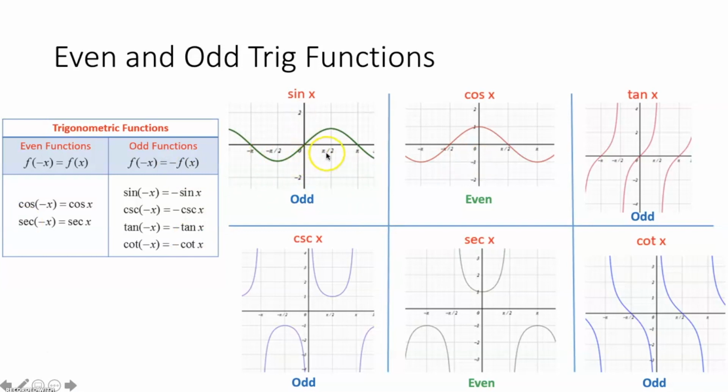Well, let's look at sine. If I were to plug in some x value, let's say pi over 2 to the function, I get a y value that corresponds with that, 1. Now, let's say I plug in the opposite x value, negative pi over 2 to the function. I get the opposite y value, negative 1. That's why this is an odd function.